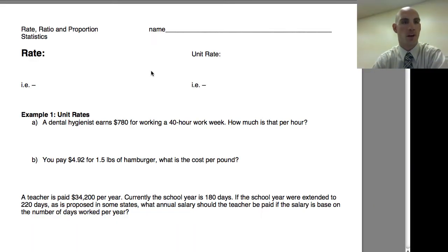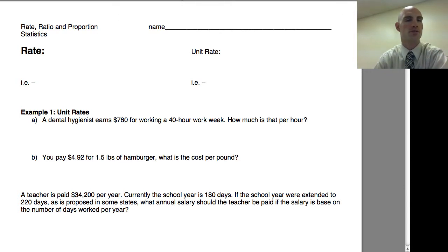Welcome back. Today we're going to talk about ratios, rates, and proportions. And the thing we need to remember about ratios, rates, and proportions is they're all comparisons of basically the same thing. So we're going to start out with rates.